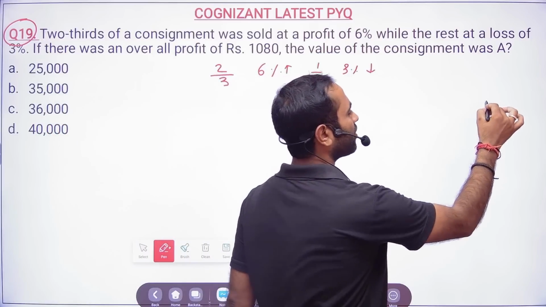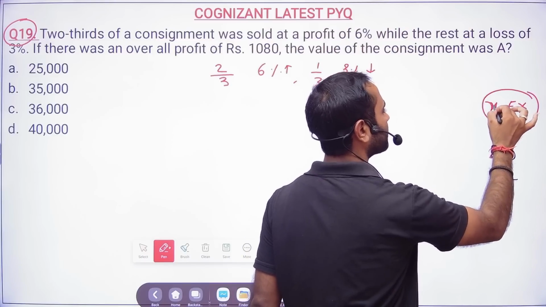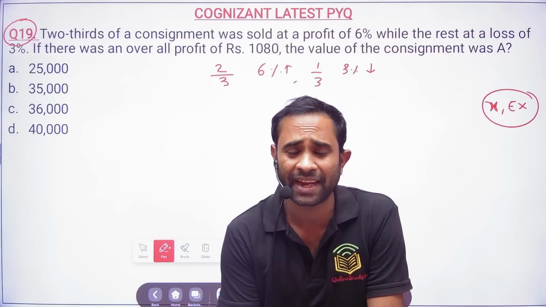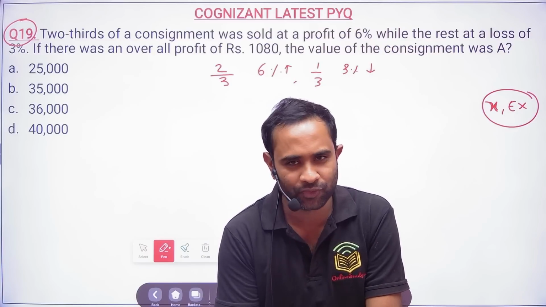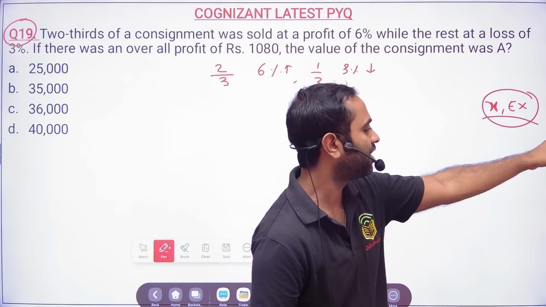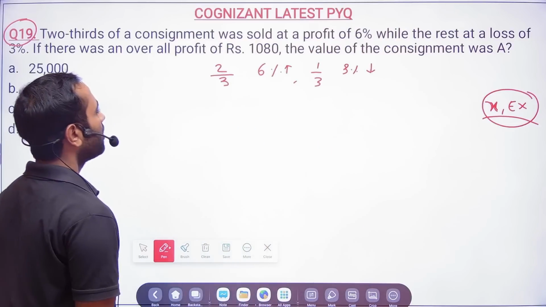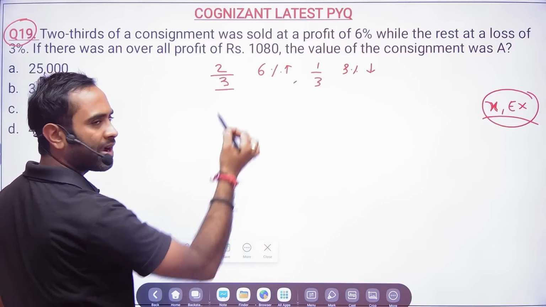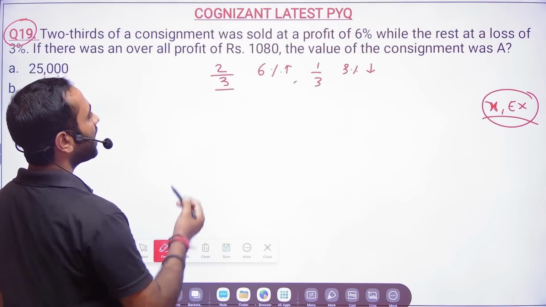So what you will do, sir, x will always create problem. In real life, x will create problem. In mathematics, this particular x will create problem. So what we will do, friends, I will take a value which is divisible by 2/3 and 1/3. Okay, so I will take 30.